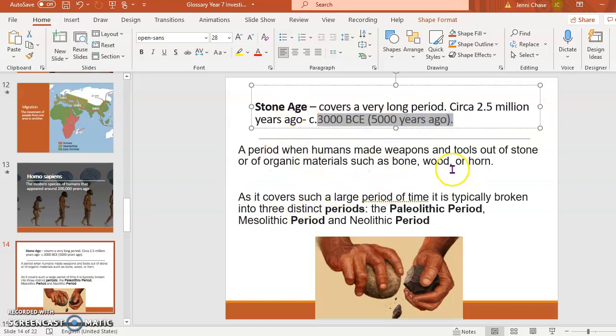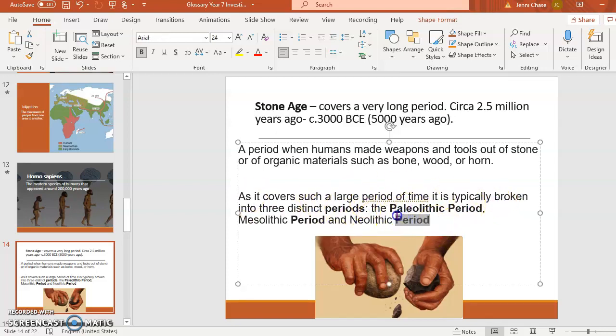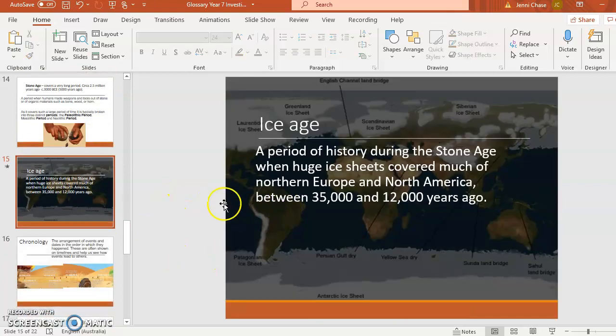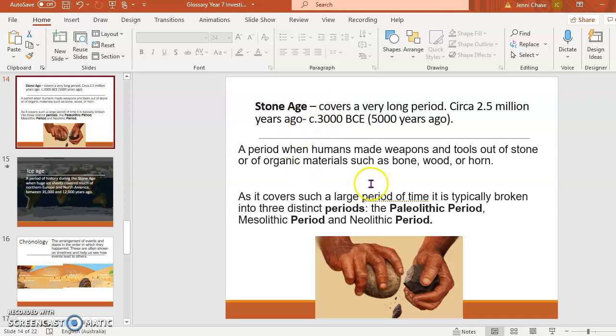So, the Stone Age is a period when humans made weapons and tools out of stone or out of organic materials such as bone, wood, or horn. As it covers a very large period of time, it's typically broken into three distinct periods. You don't need to necessarily know this, but by all means, if you're interested, you can have a look into those: the Paleolithic, the Mesolithic, and the Neolithic period. Okay. And after the Stone Age, just so you're aware, there's a Bronze Age where weapons and tools are made out of bronze. And then there's an Iron Age where weapons and tools are made out of iron.